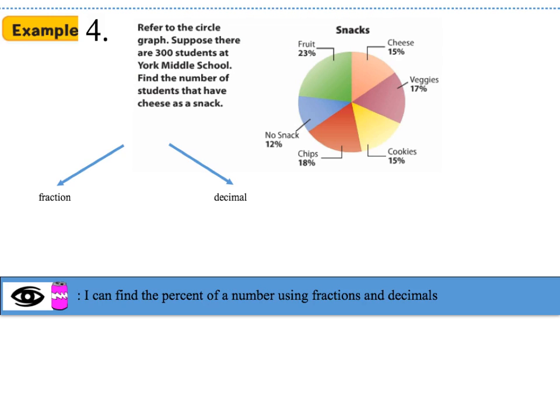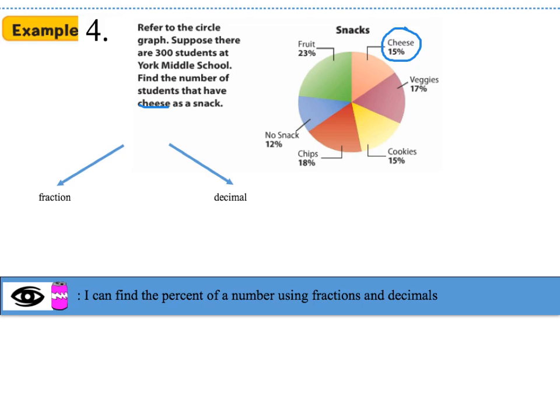So for example 4, it says refer to the circle graph. Suppose there are 300 students at York Middle School. Find the number of students that have cheese snacks. So if I look at my little chart, I know that the students that have cheese snacks is 15%. So 15% of the students at the school, of the 300 students at the school, like cheese snacks.